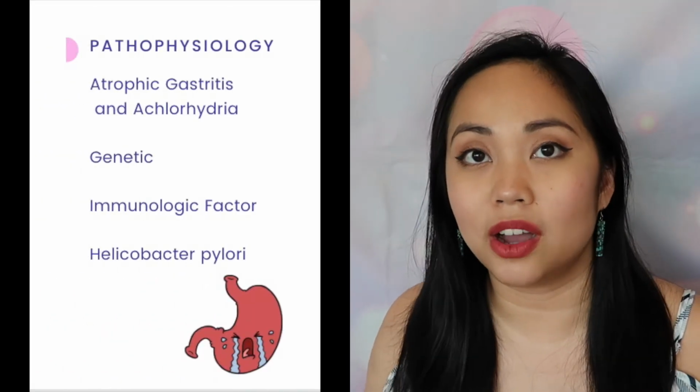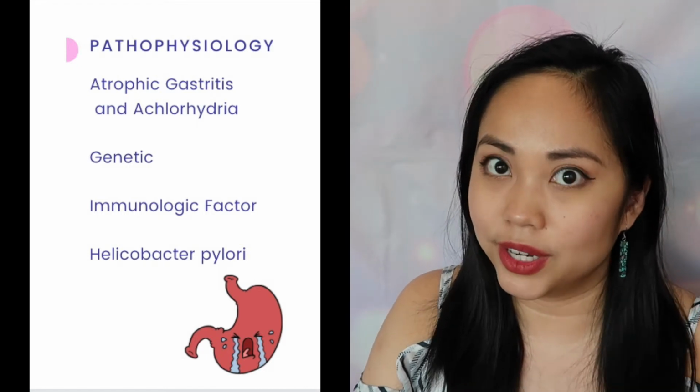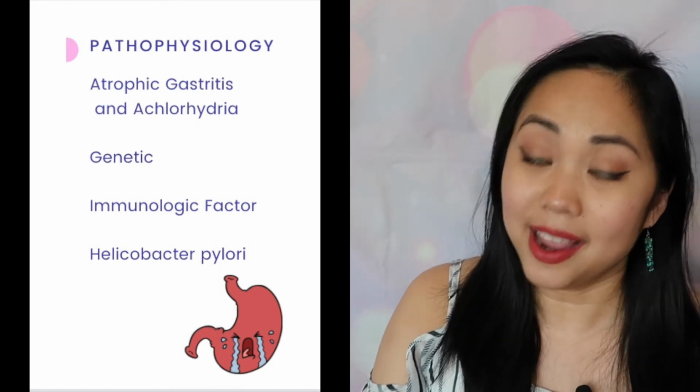And there's the immunologic factor, which is the autoantibodies. Your body produces autoantibodies against your parietal cells, therefore destroying them, and so they're not able to produce IF. And then 80 to 90% of patients with pernicious anemia have parietal cell antibodies. And so in pernicious anemia, there's a defect in the production of IF.